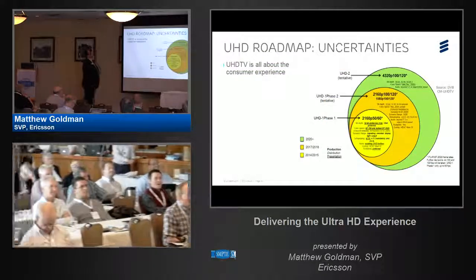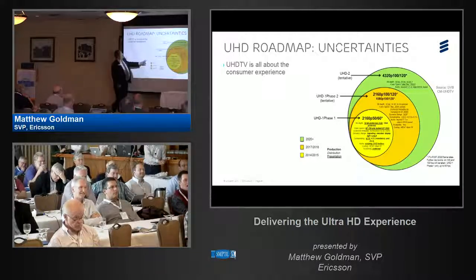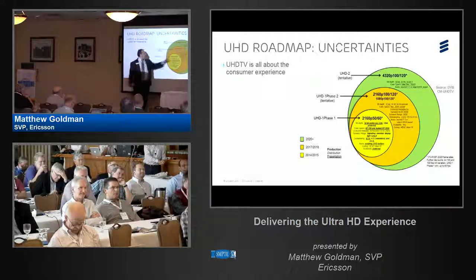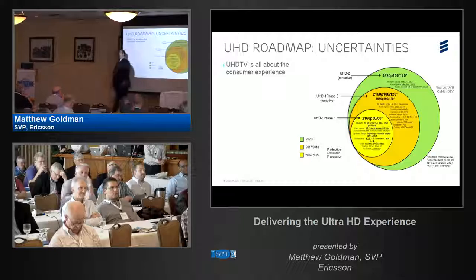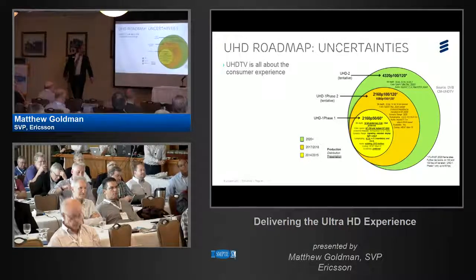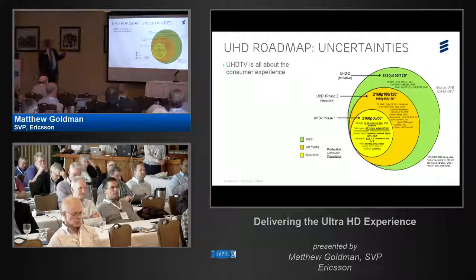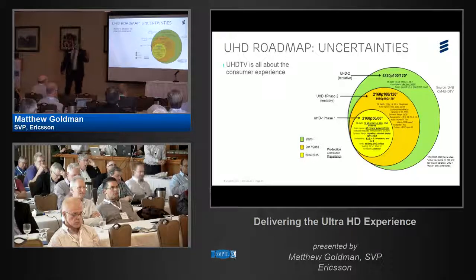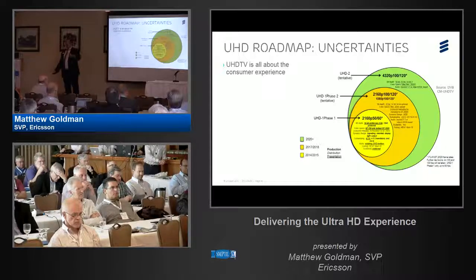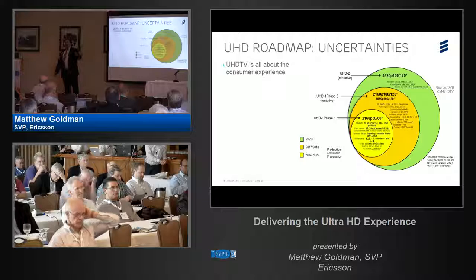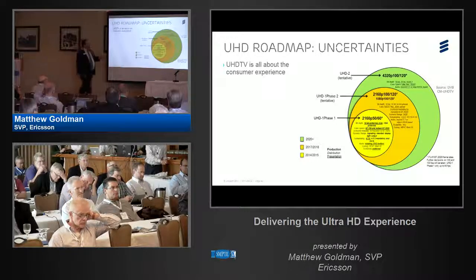Okay. UHD roadmap. Again, where we sit today is UHD1 Phase 1, which is 2160p60. It's typically Rec. 709, which is HD color space. It really needs to be 10-bit. There's no discussion here. The standard allows it to be 8-bit because the displays are 8-bit. You really need to be 10-bit or you're going to get all that banding in anything, okay?